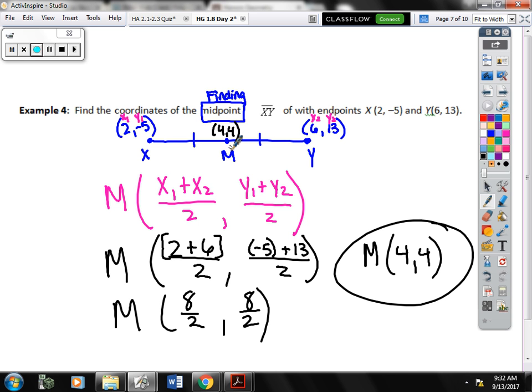Now, if you wanted to use the patterns we talked about today to check that, 2 plus 2 is 4, 4 plus 2 is 6. Negative 5, how would we get to 4? Have to add 5 to get to 0, and then add 4, so that would be plus 9. And then 4 plus 9 would get me 13. So you can double check that by using the pattern we looked at today, because we know the midpoint has to be equal distances from either of the endpoints.